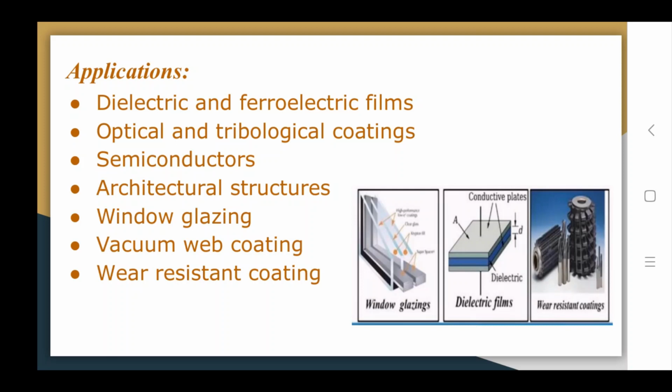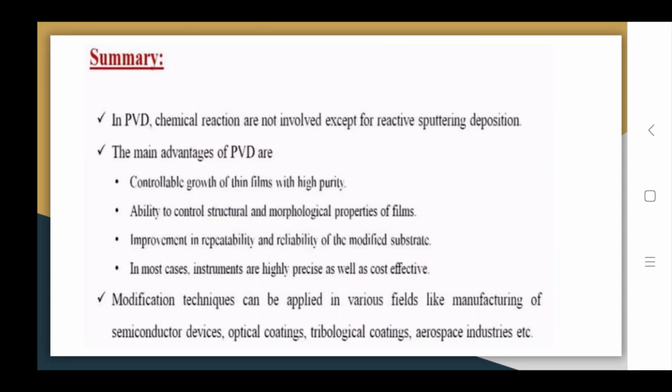Okay, let us discuss the summary of this physical vapor deposition process. So in PVD, chemical reactions are not involved except for reactive sputtering deposition. So here directly we are making any kind of gas or vapor, and then that is deposited onto the substrate. The main advantage of PVD is control over growth of thin films, which is a high priority, as I told already.